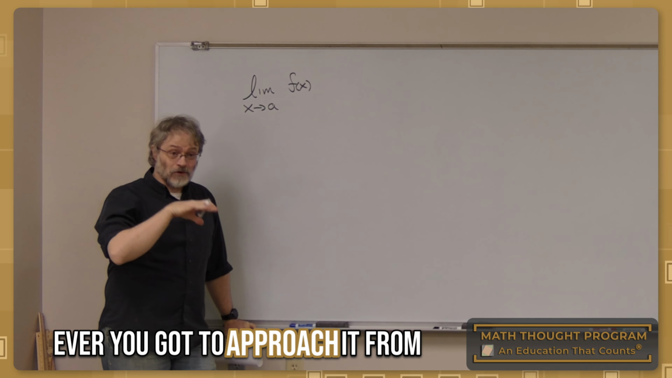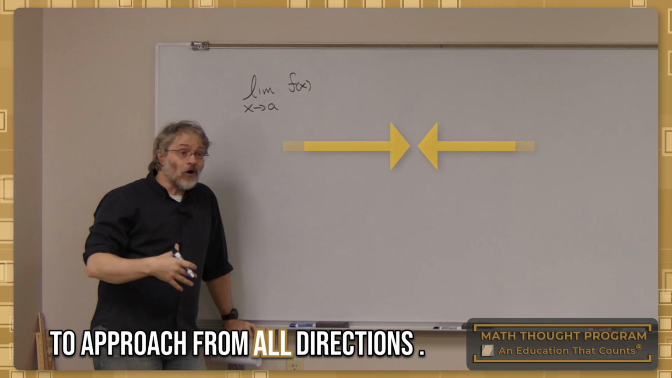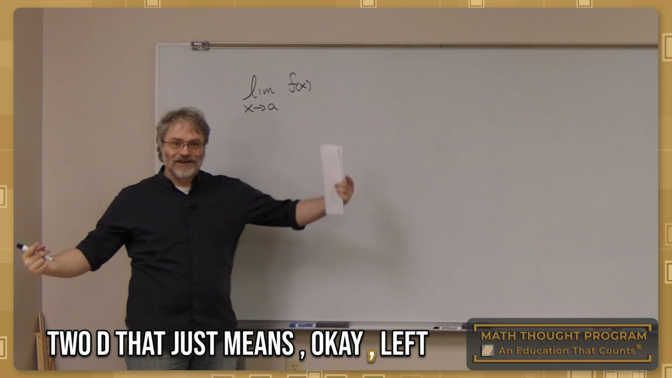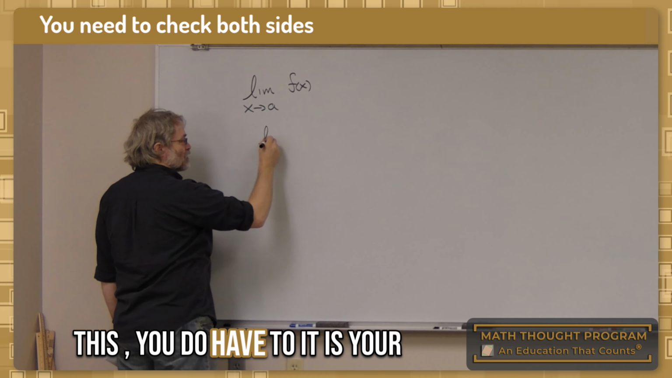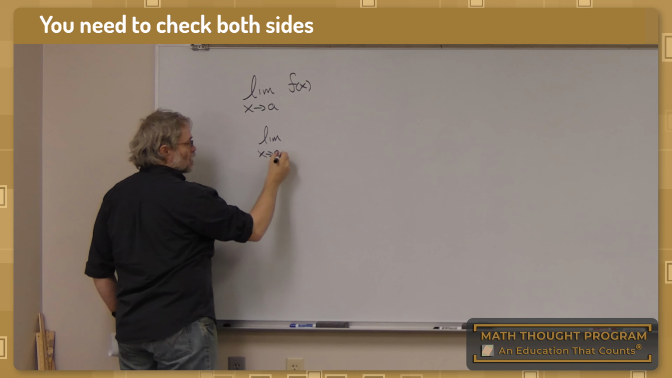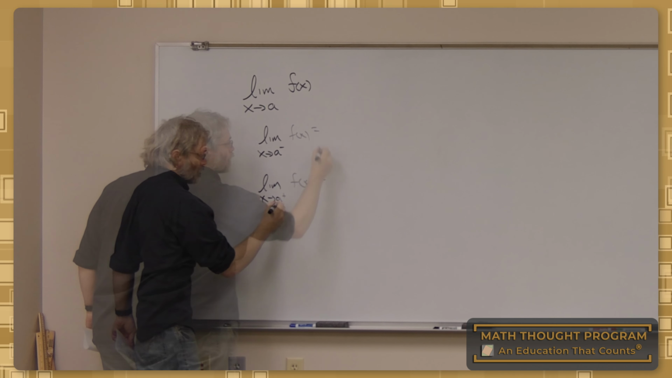Now, the way that this is defined is as a two-sided limit. You've got to remember, you have to approach it from both directions. Or you can say it has to approach from all directions. You can think of it like that. And in 2D, that just means, okay, left and right. So when you see this, it is your responsibility to check that it goes from the left and also if it goes from the right.